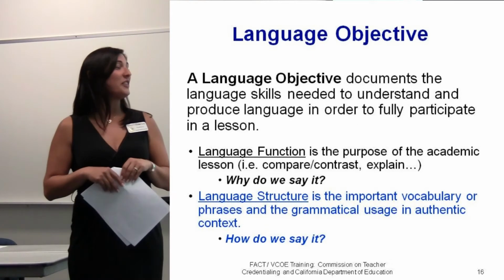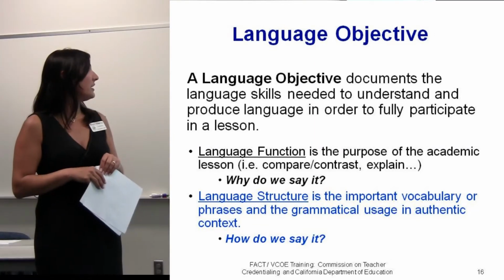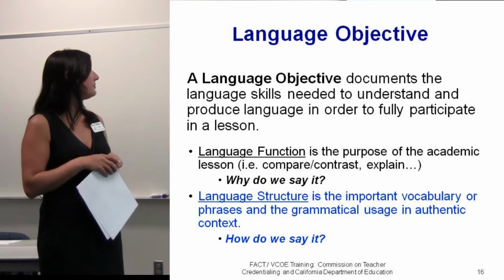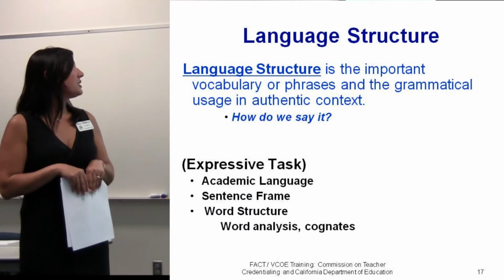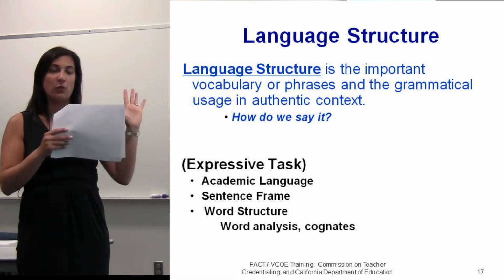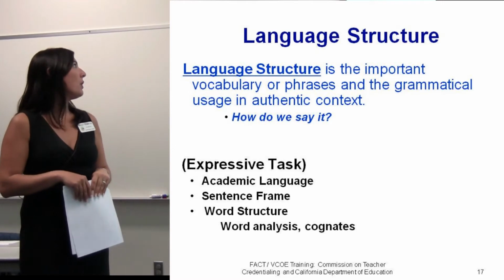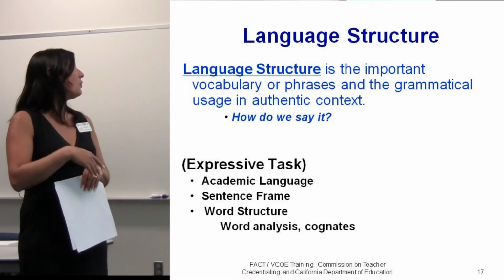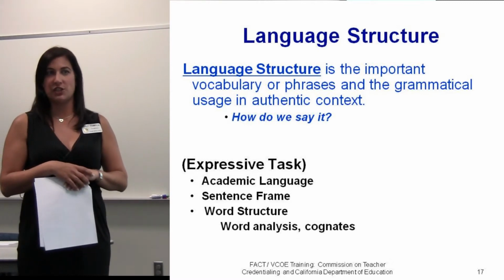Now we're going to talk about the language structure, and there are 3 parts to the language structure. We're going to look at the vocabulary, the usage, and the sentence frame or the sentence structure. This is also known as the expressive task. Oftentimes students know what the function is, and they're able to say they know what that word means of what we're asking them to do. But when we're asking them what is the language associated with that task, what is the word structure that we're looking for, that's when it becomes more complex and challenging for students.